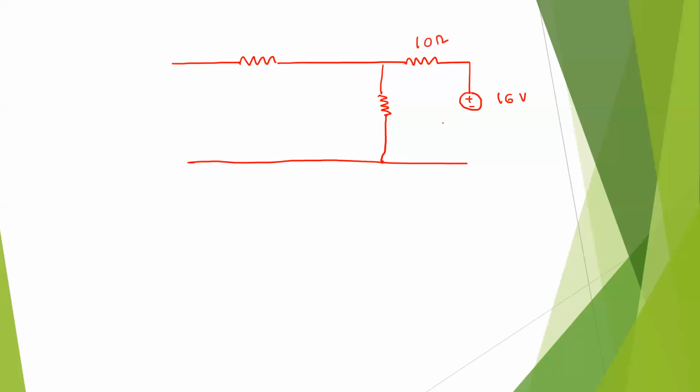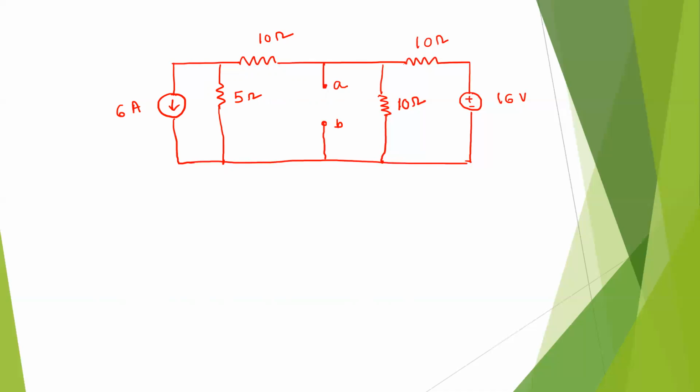This is 10 ohm resistance. There is a voltage source connected. This one is 10 ohm. There are 2 terminals open, that is A, B. Here it is 10 ohm. Here it is 5 ohm. And this one is 6 ampere. So you have to find the open circuit voltage across this AB terminal. That is the question.